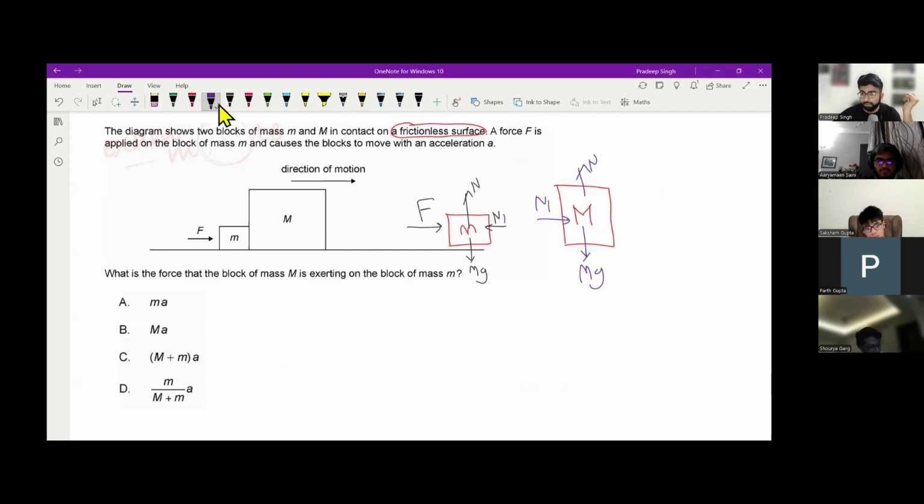We just use Newton's second law. It should be B, right, because we just use Newton's second law. It will be capital MA. So F net will be equal to capital MA.